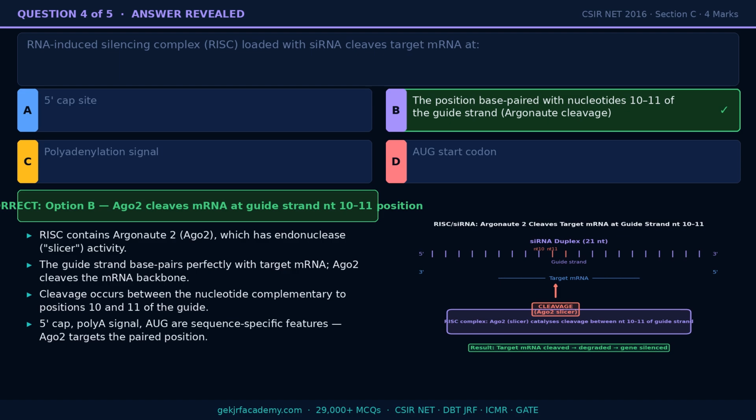Framework. RISC cuts between positions 10 and 11 of the guide strand. This is the universal rule for siRNA-mediated cleavage.